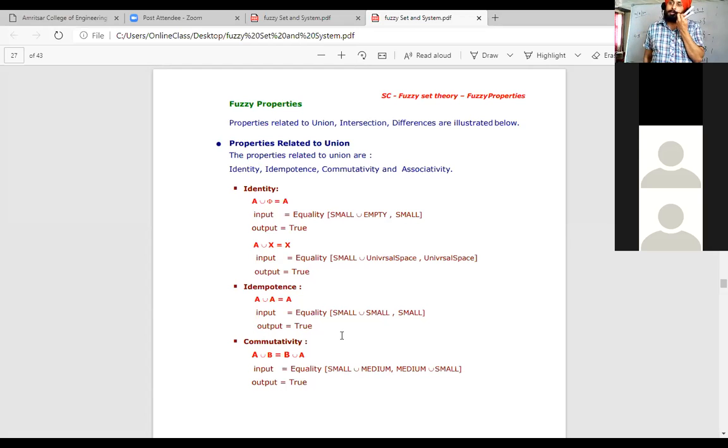Then there is the idempotence property, which is the same as the identity property. Like A union A, it is A.